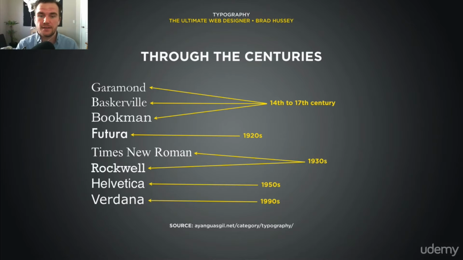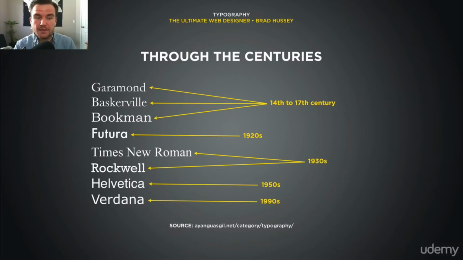Typography through the centuries looked a little bit like this. From the 14th to the 17th century, you could see we had Garamond, Baskerville, and Bookman, typefaces that were specifically old style and had serifs, which we'll get into momentarily. By the 1920s, we were looking at a typeface like Futura. It looks a little bit more futuristic, perhaps.